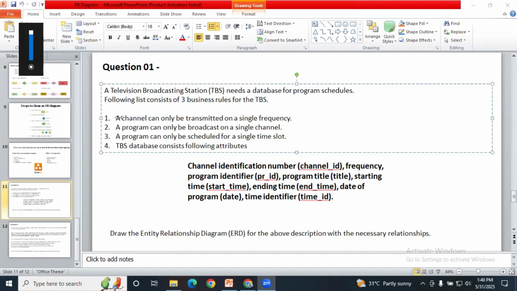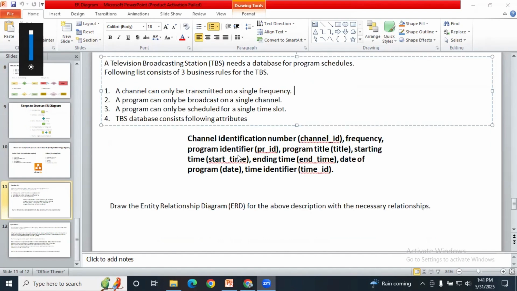Frequency. The reason for that is we can get the frequency as an attribute for the channel. In the first line, they describe that a channel can only be transmitted on a single frequency. So according to that, we can get the attributes as frequency and channel ID. So tell me, what are the attributes we can get for the program? Program ID and program title are assigned for the program. There are another few attributes: start time, end time, date of program, and time identifier.